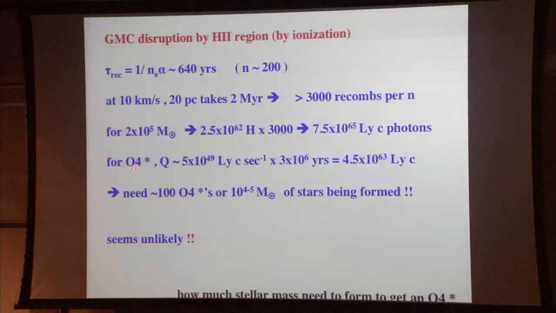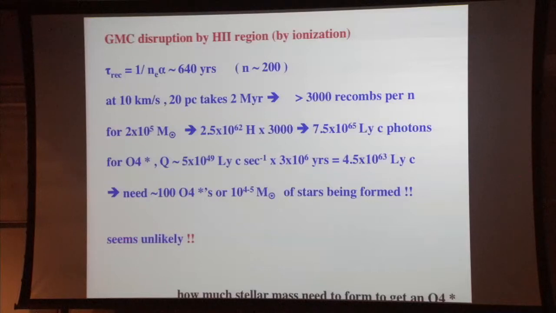So you can take one O4 star, which produces 5 times 10^49 Lyman continuum photons per second. Its age is roughly 3 million years. You get 4 times 10^63 Lyman continuum photons. If you take the total mass of the cloud, divide it up into H atoms, you require 7 times 10^65, roughly 100 times more photons. So 100 O4 stars, O4 is like Theta 1C in Orion, would be capable of destroying the Orion molecular cloud if they were placed strategically in the cloud.